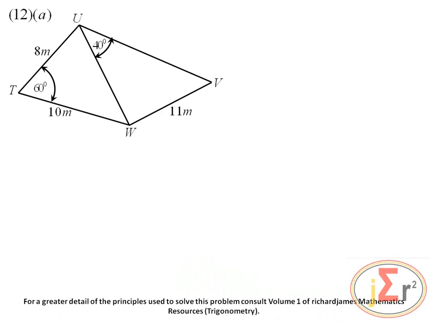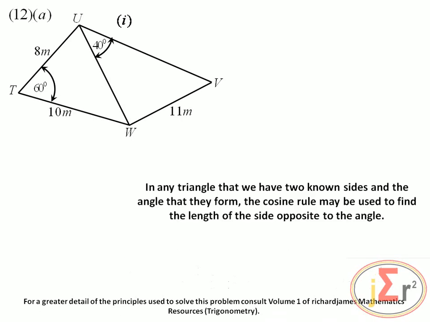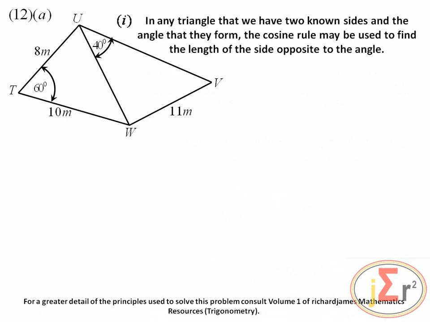In this particular setup, we need to determine the length UW. Now, UW is opposite to this known angle, and the two sides that form the angle are known. In this particular case, we will use the cosine rule. In any triangle where we have two known sides and the angle that the two sides form, the cosine rule may be used to find the length of the side that is opposite to the angle.